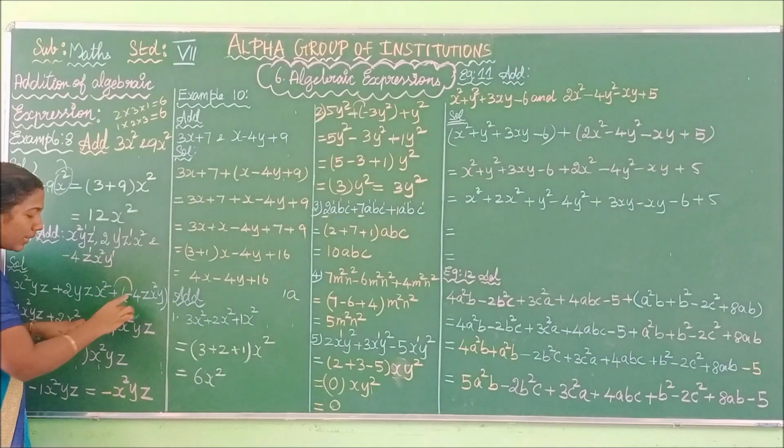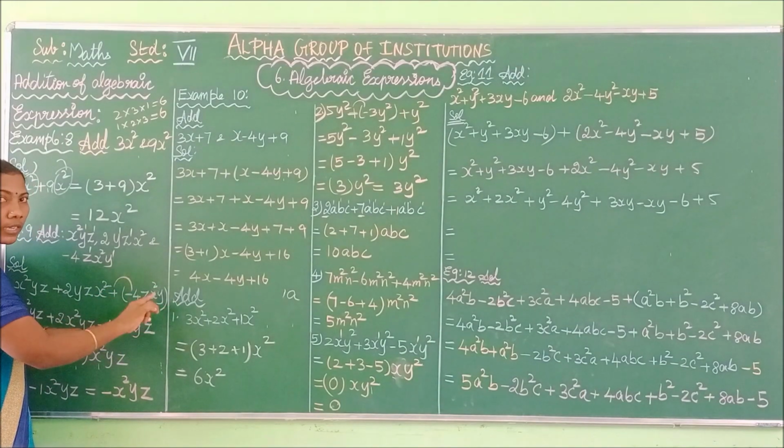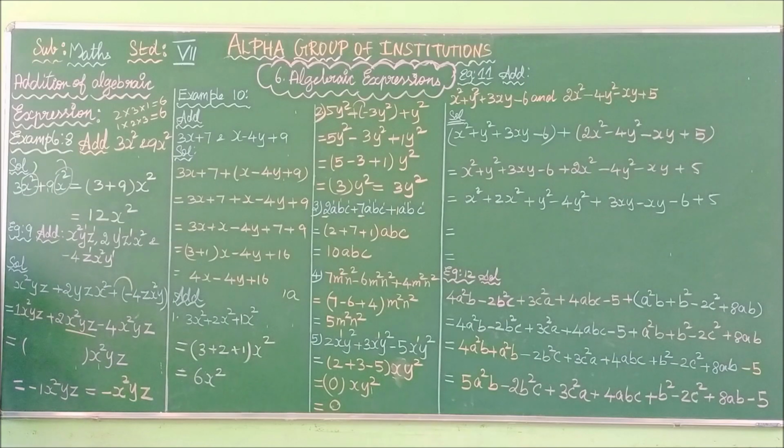So plus into minus, minus 4. First write the x under y under z. That is 4x square y z. Okay. Now we are going to add these terms.